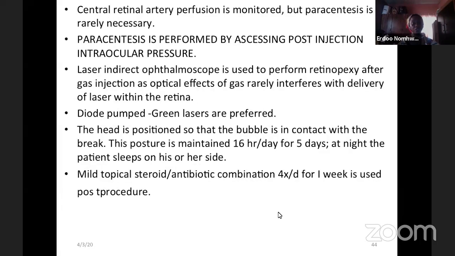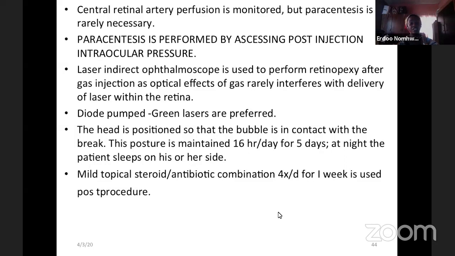And then while you're doing that, because of the pressure that is being transmitted, you need to watch out for the central retinal artery perfusion. And then if there's a need for paracentesis, you may need to do so to reduce the intraocular pressure. While that is done, you need to do your retinopexy using either laser or indirect ophthalmoscopy after you've injected your gas. But it is said that the gas rarely interferes with the delivery of your laser within the retina, and the diode pumped green lasers are preferred.